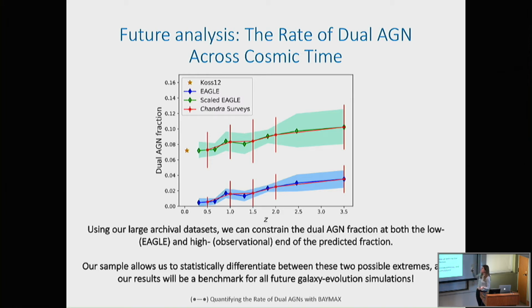So what this is showing you is that my sample allows us to statistically differentiate between what the models predict and our observational constraint, but we can also really well quantify the rate of dual AGN as a function of redshift in each redshift bin. So this is something I hope to do as a postdoc.